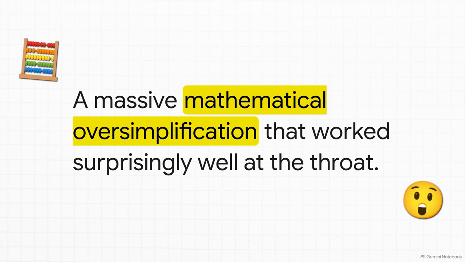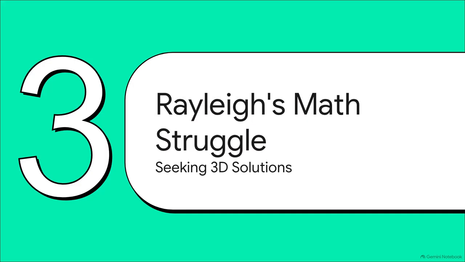Miraculously, it performed surprisingly well, at least near the narrow throat of the horn where the flare was gradual and the sound waves hadn't really started to curve much yet. But of course, as audio tech advanced, engineers needed way more accurate models. Let's jump into Section 3, Rayleigh's mathematical struggle to find 3D solutions.